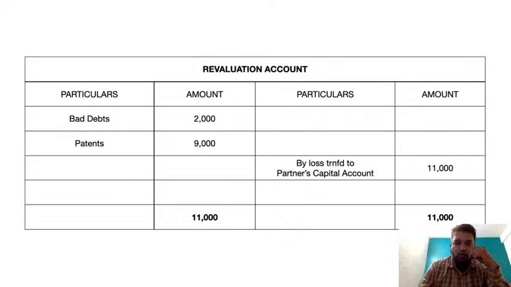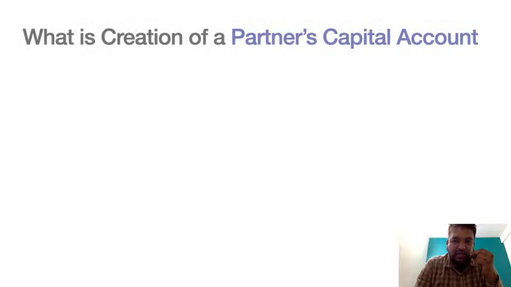On the right side, there's no increase in the assets. Therefore, there is no income or profit, so that column is empty. The entire amount we have written off, the bad debts and the patents, are like a loss for the company. Everything put together is 11,000. In order to balance the other side, you account 11,000 rupees as the loss, which, as I told you, will be distributed among the partners based on the old profit sharing ratio.